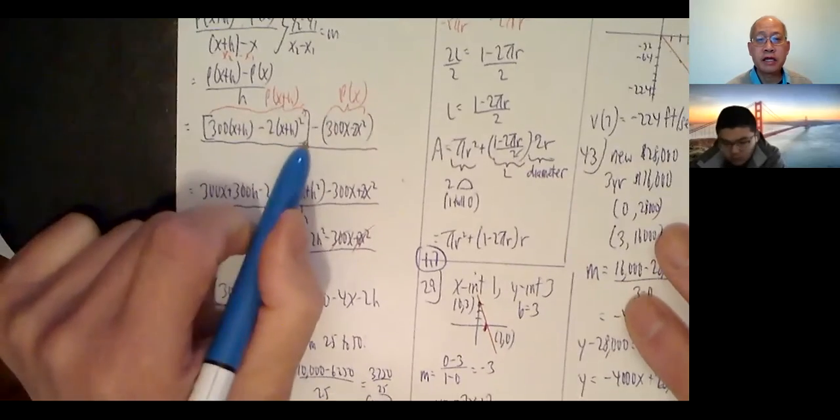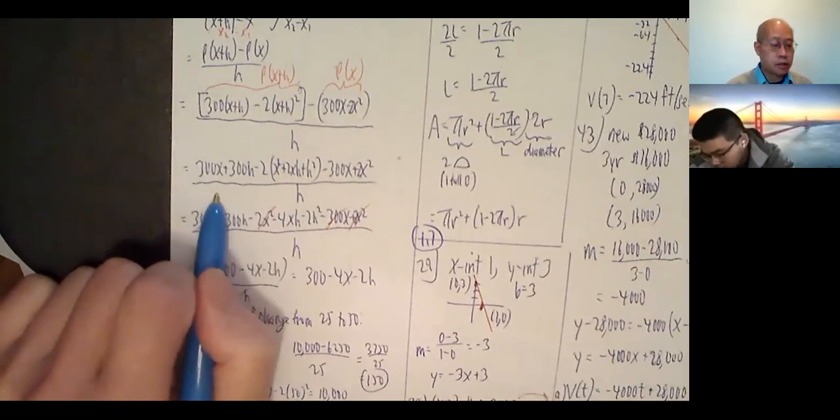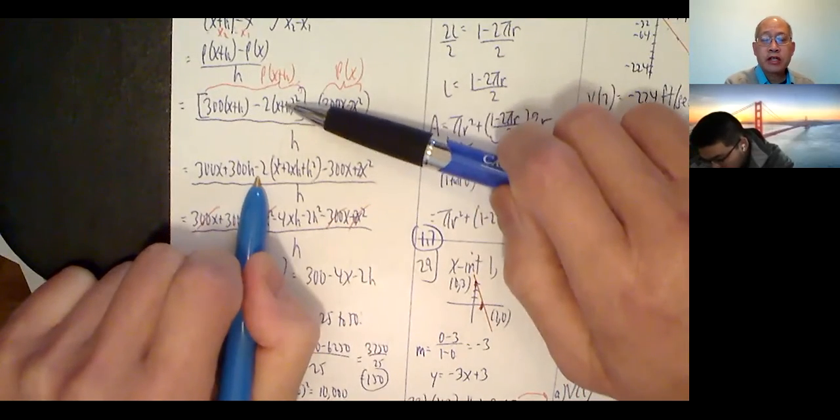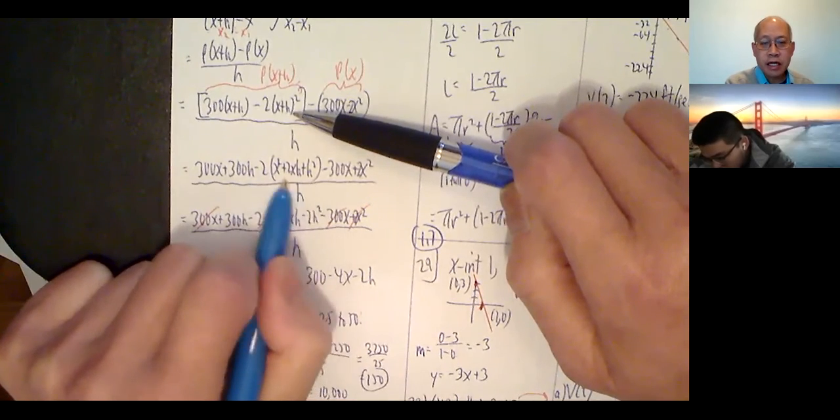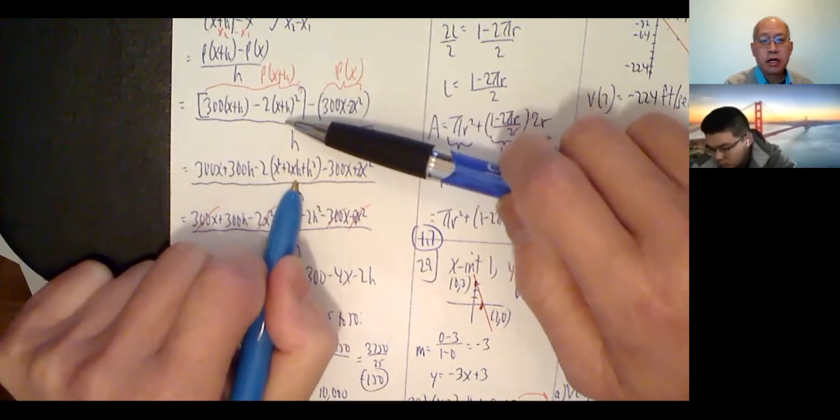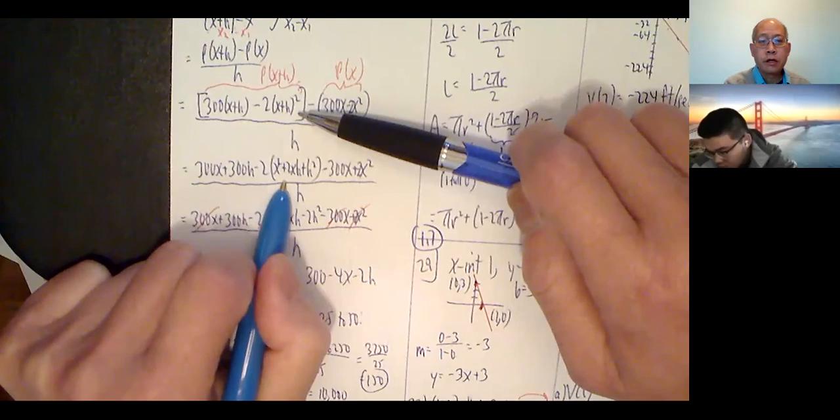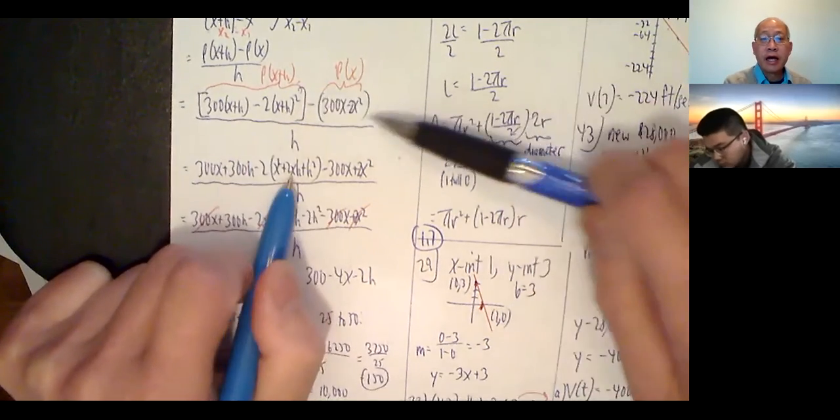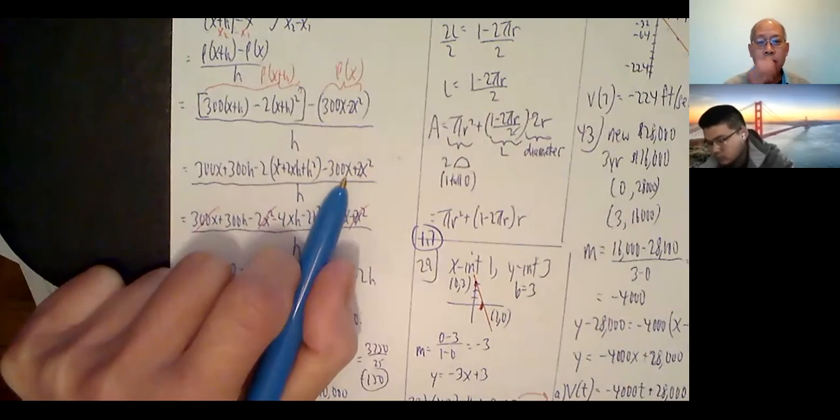Okay, so now all this messy algebra: distribute 300x plus 300h, minus 2. Then I have to square x plus h. So x plus h squared is, by formula, x squared plus 2xh plus h squared. So the parentheses here squared is that, and minus 300x, minus a minus, so plus 2x squared.